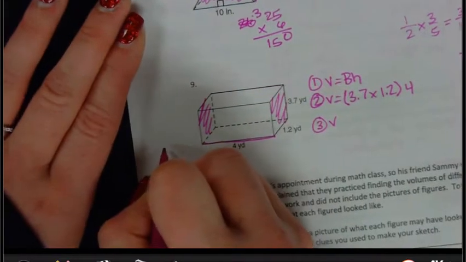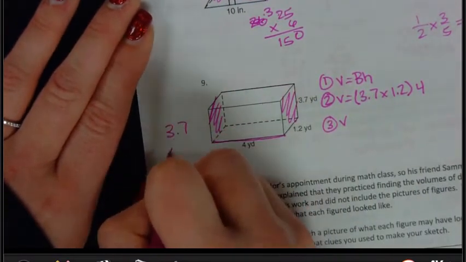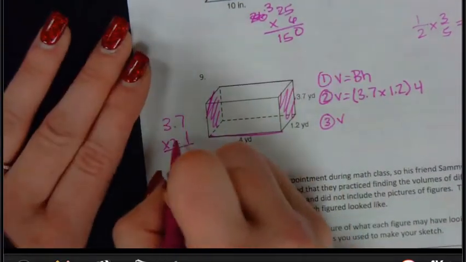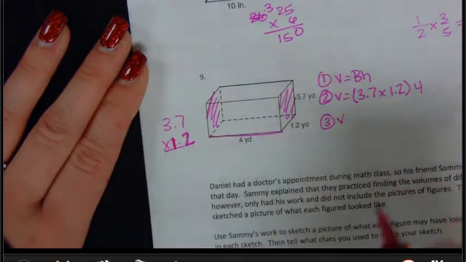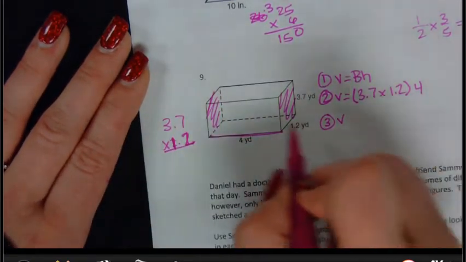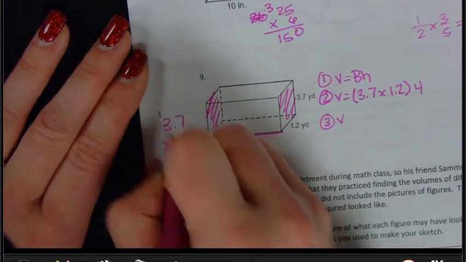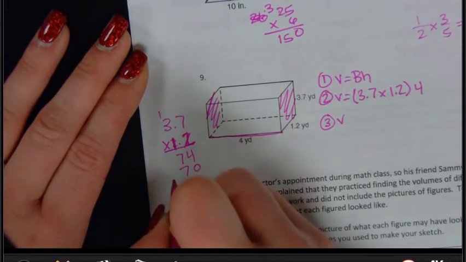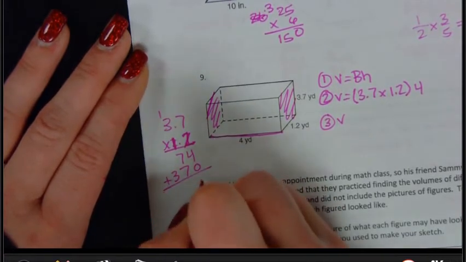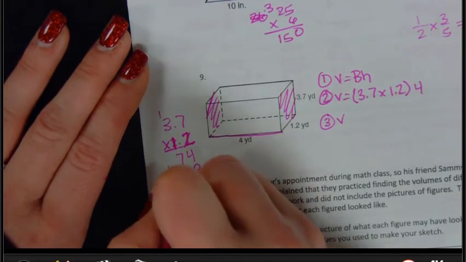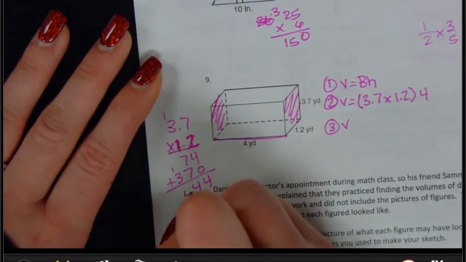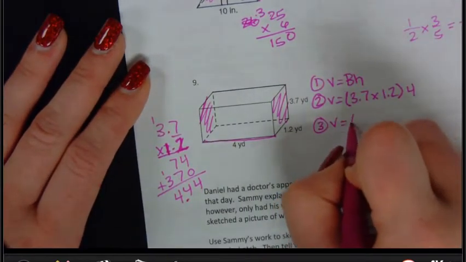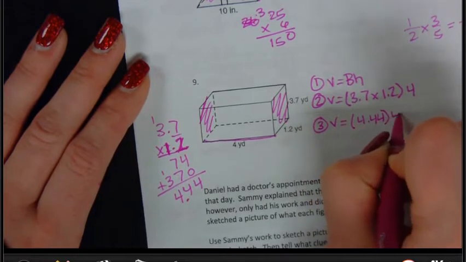All right, and then step 3 is to solve. So I'm actually going to go over here. 3.7 times 2.1. Oops, not 2.1. It is going to be 1.2. Okay, yep, I messed up. 2 times 7 is 14. 2 times 3 is 6, plus 1 more is 7. Done with the 2, placeholder. 1 times 7 is 7. 1 times 3 is 3. Add 7 plus 7 is 14. 3 plus 1 is 4. I have 2 places behind the decimal, so I'm going to move that here. So volume is equal to 4.44 times 4.